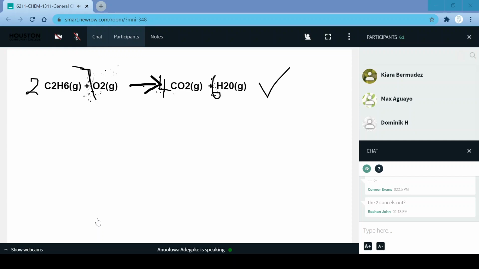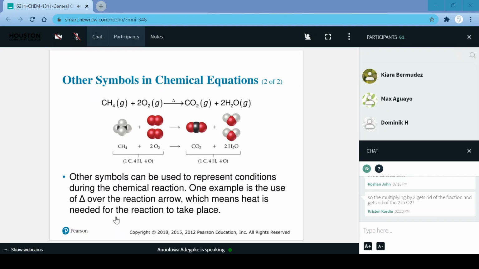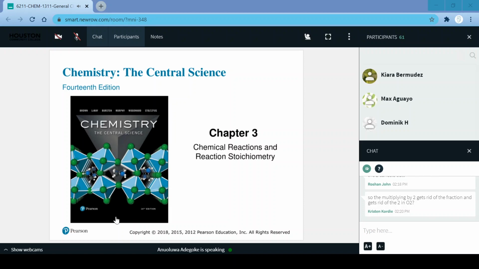Now, like I said, this example might be a little tricky. The other ones that we normally get, yes, we multiply by 2 to get rid of the fraction and get rid of the 2, exactly. This is just a tricky question. The other ones are typically easier than this one. And the example given to you guys in here is much easier. We don't have to use fractions, and I will explain.